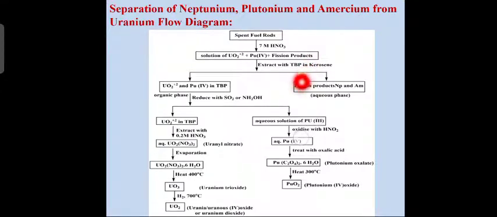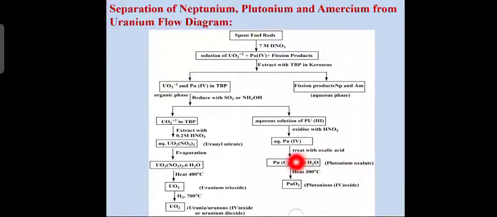Now let us come to the aqueous phase here. The aqueous solution of plutonium 3 is oxidized with nitrous acid. You add to this mixture nitrous acid, HNO2. You get aqueous plutonium in the 4th oxidation state; the 3rd oxidation state is converted into the 4th oxidation state. Then you treat it with oxalic acid. What you get is plutonium oxalate. What is the formula of plutonium oxalate? Pu(C2O4)2·6H2O. This is plutonium oxalate.